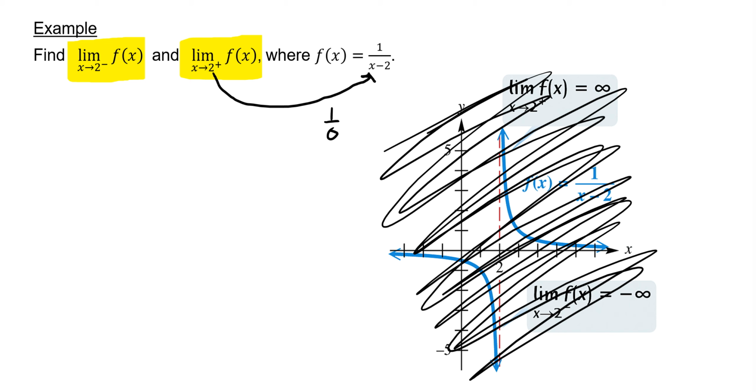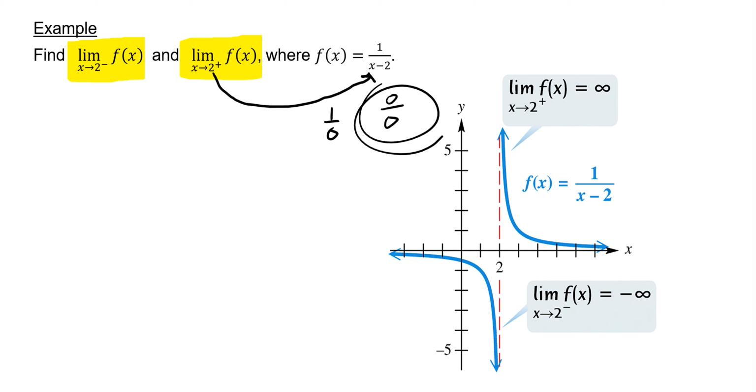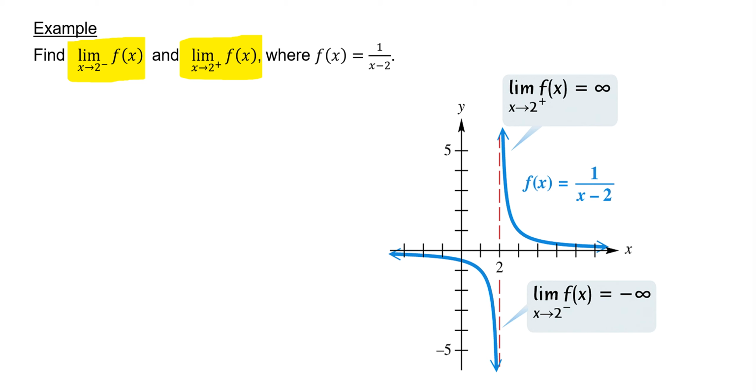Notice this is not the same as 0 over 0, right? We talked about 0 over 0 last section, I believe. 0 over 0 is indeterminate form. There's different techniques we can use for that. If you get a number other than 0 over 0, that usually will mean there's a vertical asymptote, which means your answer will be positive or negative infinity.